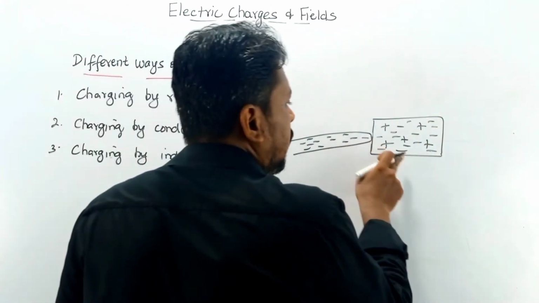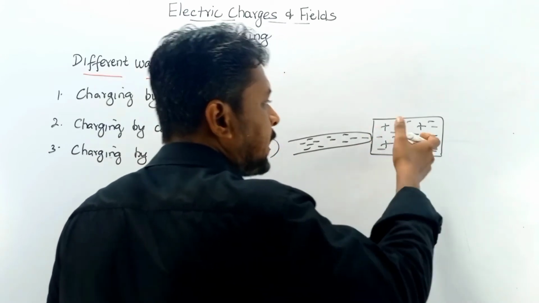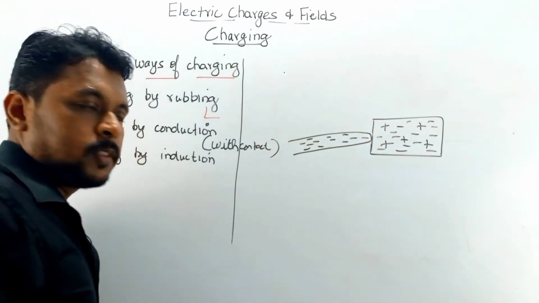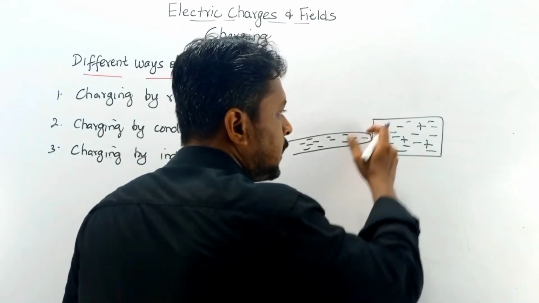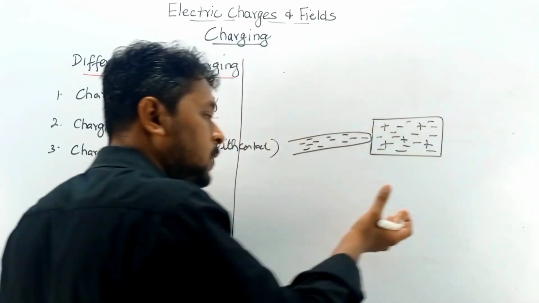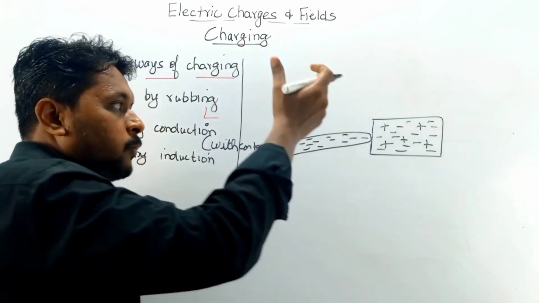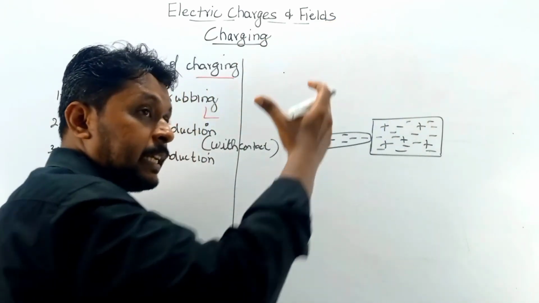To what extent does the pushing take place? When the electrons move towards this conductor, the negative charge accumulation increases. So now the force of repulsion also increases.